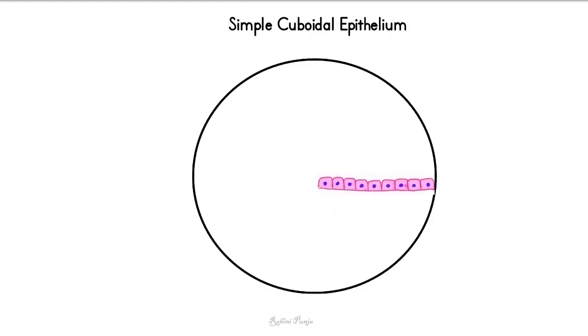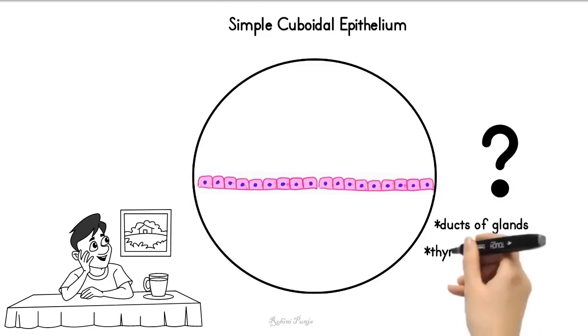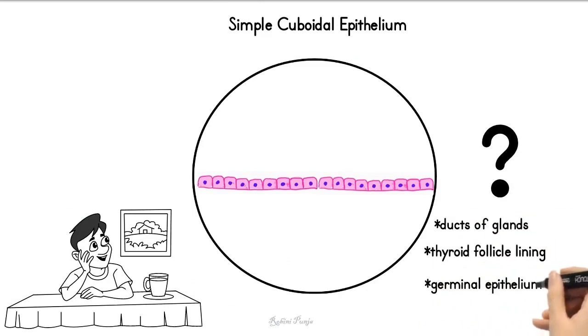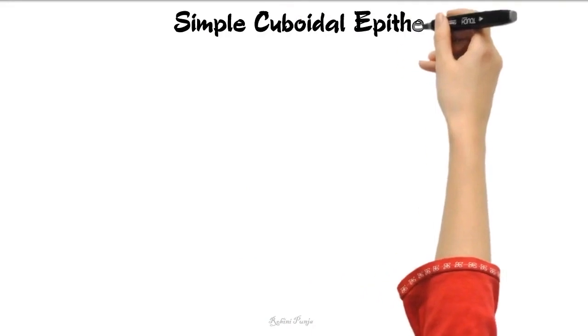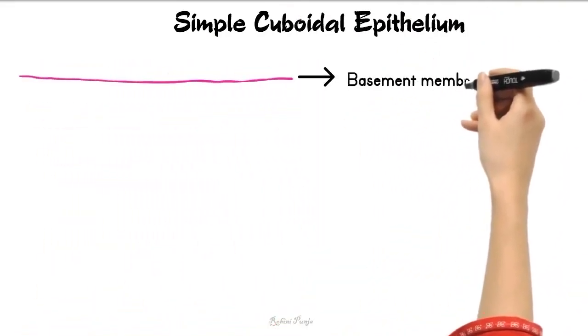Simple cuboidal epithelium is seen lining the ducts of glands and thyroid follicles. The germinal epithelium in ovary is simple cuboidal epithelium. In the kidney it is seen in the proximal and distal convoluted tubules. However, in the proximal convoluted tubule it is seen with a prominent brush border. Let's learn how to draw it. Steps to draw cuboidal epithelium.